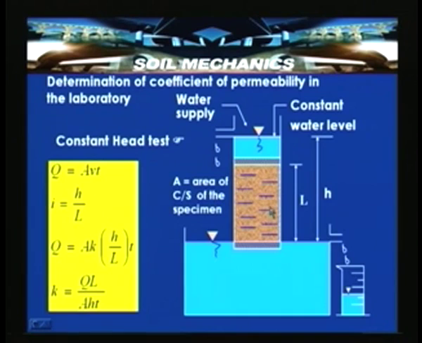A is the area of the cross section of the specimen perpendicular to the direction of the flow. So, this is an arrangement for constant head test. Here, let us look at how to calculate the flow or coefficient of permeability.